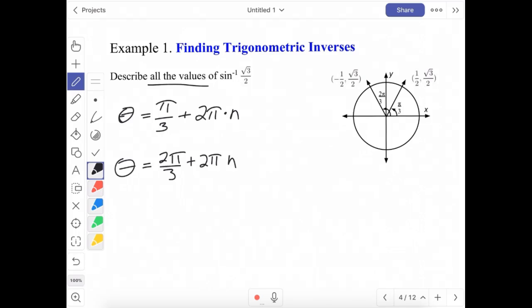If n was 0, then it would just be pi over 3 or 2 pi over 3. If n was 1, then we would just be going around the unit circle. So let's say here's my first answer. If I added a 2 pi, then I'd be going all the way around, and then I'd be there again, so I'd have the same value. That's what we're getting at by adding 2 pi times n. If n equals 2, then you'd be going around twice and then landing at that same value, and so on and so forth.